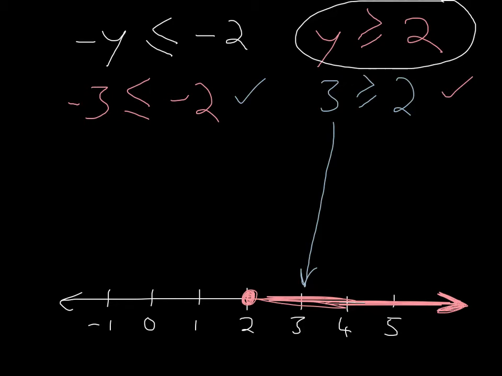Take a minute to really look at this and understand that if I have a negative sign in front of the variable, when I divide or multiply by a negative number to get it by itself, that sign has to be flipped around.